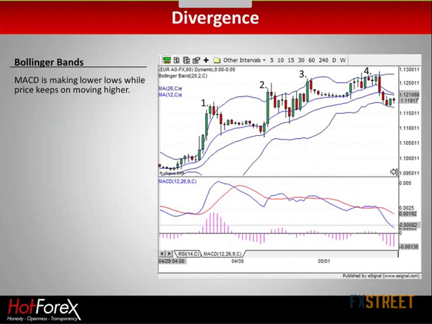Bollinger Bands. Now, on this picture, you can see that the MACD is making lower lows, while price keeps on moving higher. My question to you is, what's the difference in these numbered points? If you look at the price action there, and if you look at the Bollinger Bands, what is the major difference between points 1, 2, 3, and 4? What's the difference?